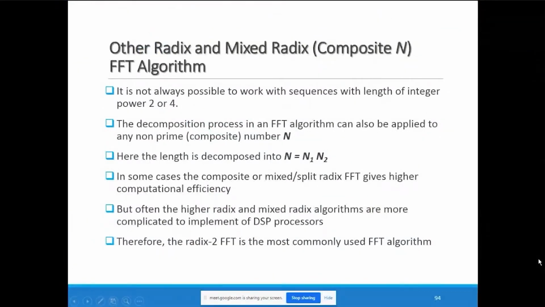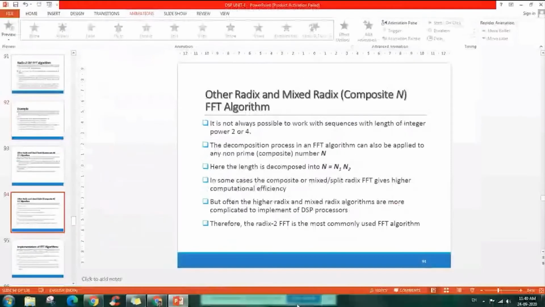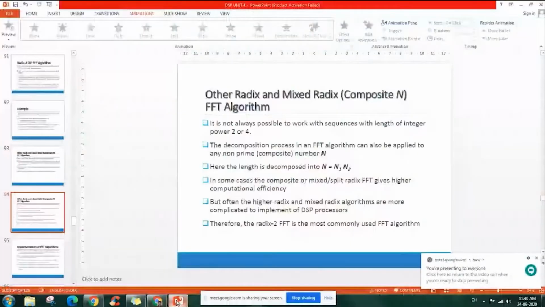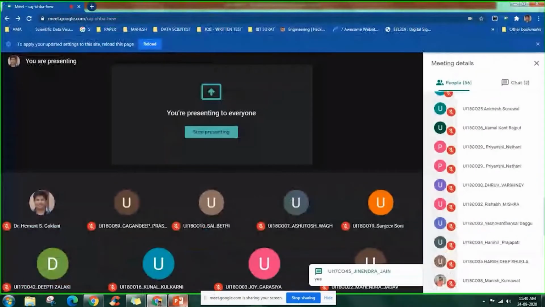Okay, so when we are using the mixed Radix or higher Radix, am I audible to all? I'm getting some noise over there, so please confirm that. Am I audible to all? Okay, okay.